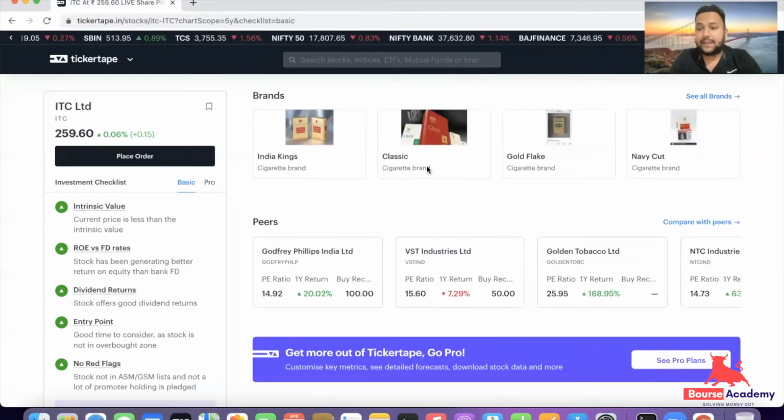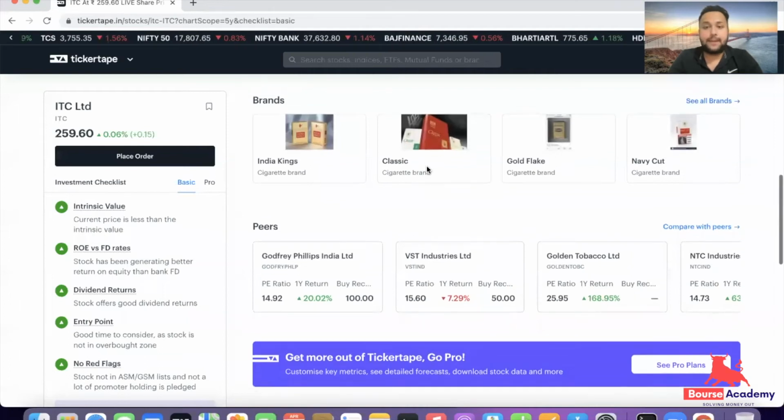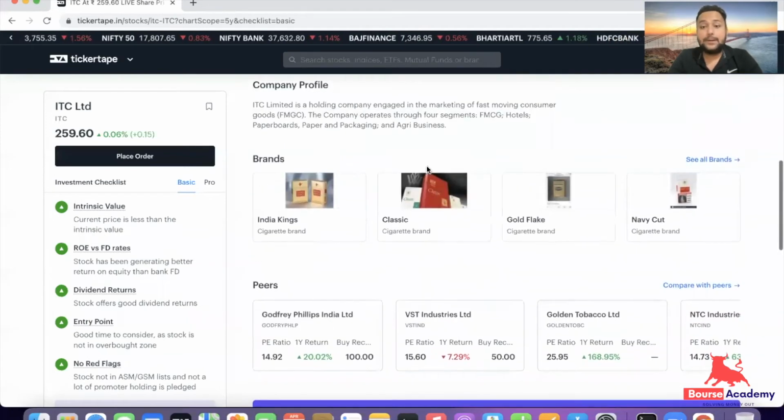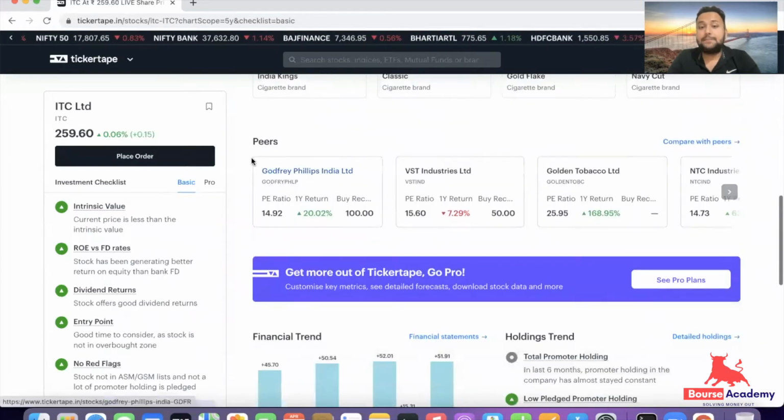Cigarette is a very big revenue generator for ITC, and they have almost a monopoly in the sector. More than 50% of the market is captured by ITC. So you can see this using only the Tickertape information also. And you can see the peers and the competitors also. So there are a few competitors of the stock. You can clearly see their names here, which are present.